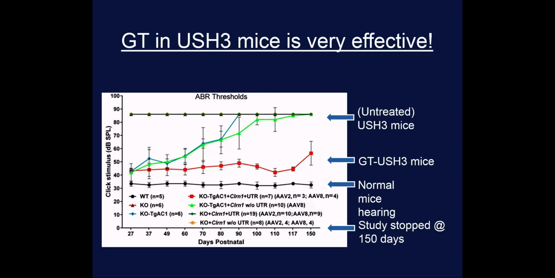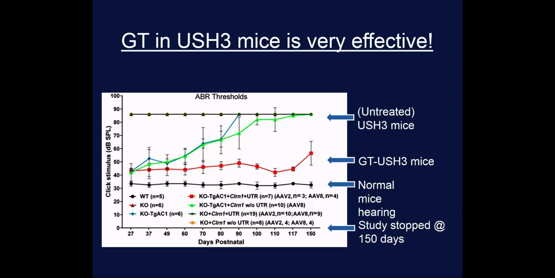So these are the ones with the knockout background. The red line is what you need to focus on. This is the progressive hearing loss model. This is the Usher3 in the knockout background. This is the new mouse model. And when the AAV virus is injected in the ear of these mice, they seem to sustain their hearing over a period of time.